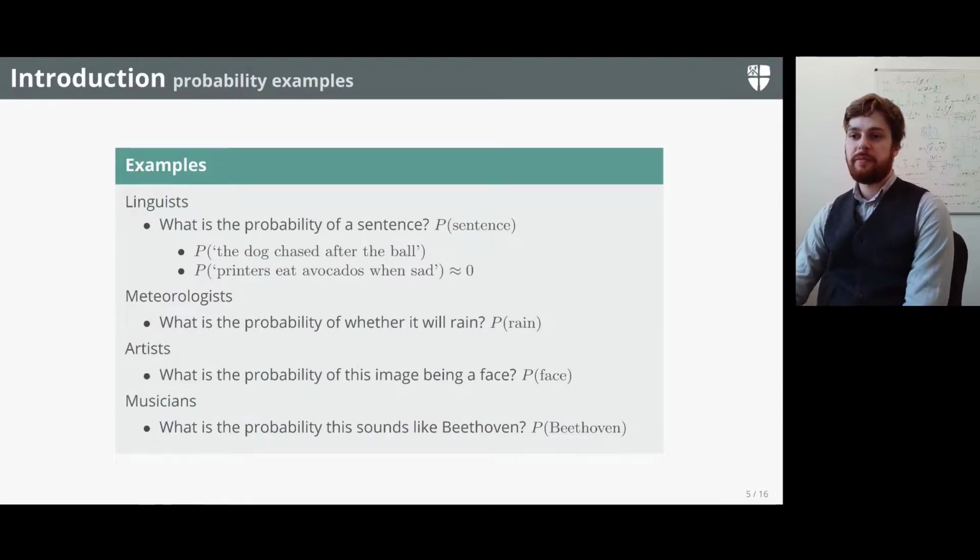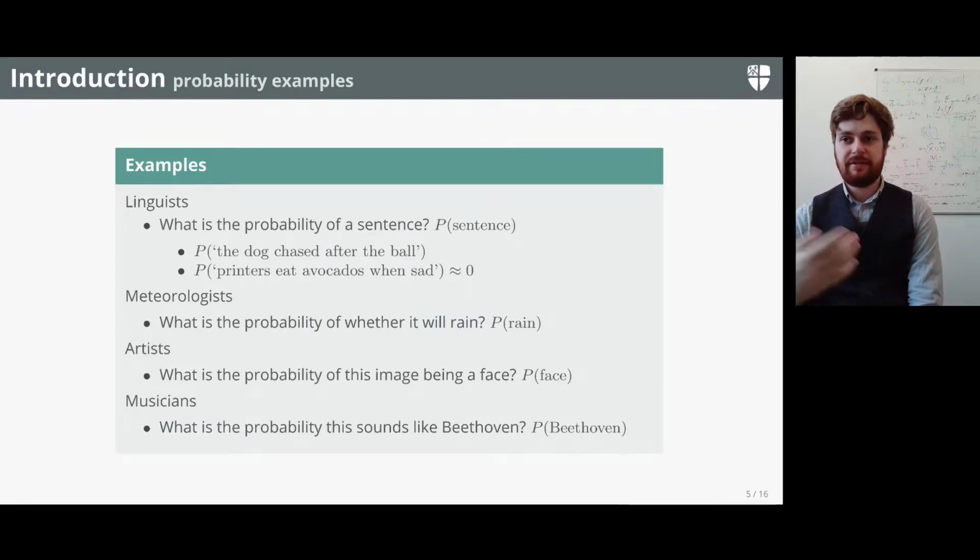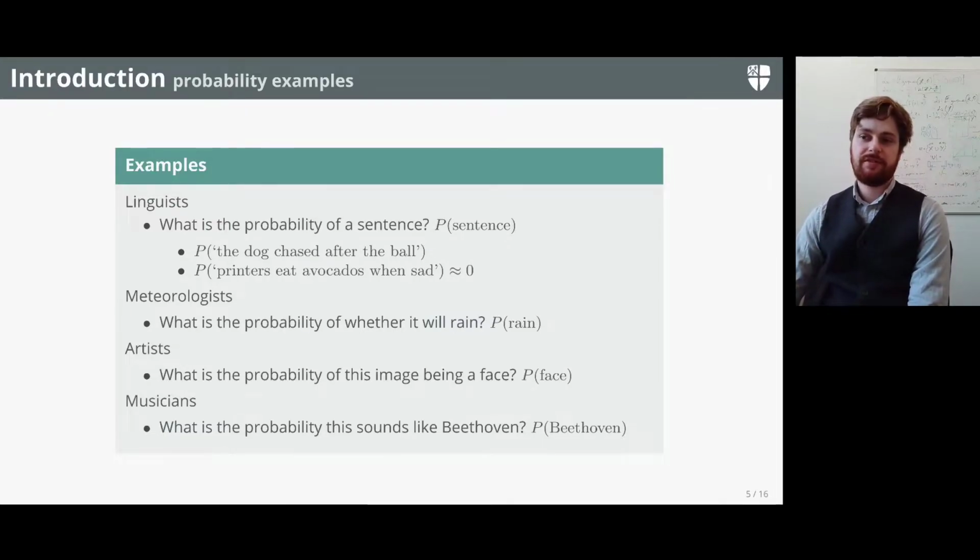Some more examples: we've just been looking at images so far, but is this restricted to images? Actually no, we can talk about this as being any signal. Linguists might be interested in modeling the probability of a sentence. You might have a sentence like, the dog chased after the ball. That's quite a likely sentence. We would expect to see that on the internet or in a conversation. Whereas the sentence, printers eat avocados when sad, is a nonsensical, meaningless sentence. It's very unlikely that you would encounter that sentence on the internet or in a conversation.